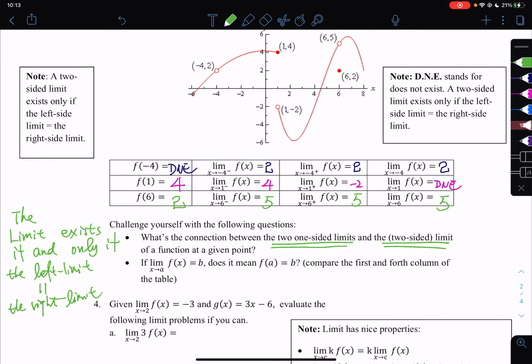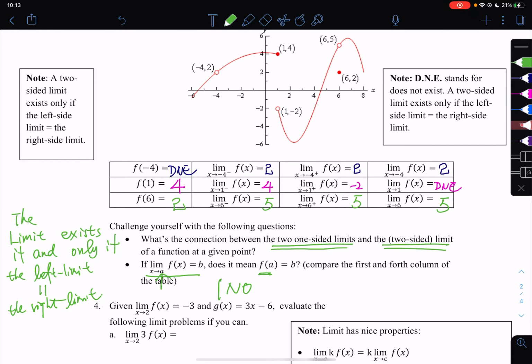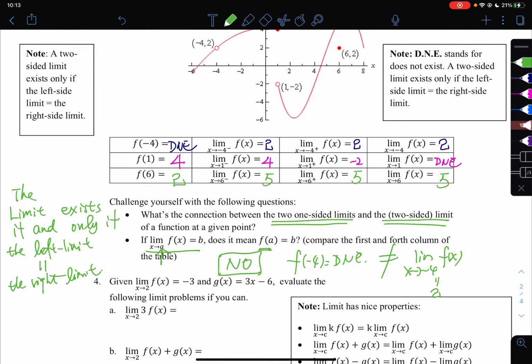The next thing is, if your function has a limit, does that mean your function value at the given point matches it? Well, the answer is no, because if you look at the case, f of 4 does not exist, which is not the same as the limit as x approaches negative 4 of f of x, which is 2. So that's quite clear. You cannot always assume your function value will match the limit of your function at the same point.